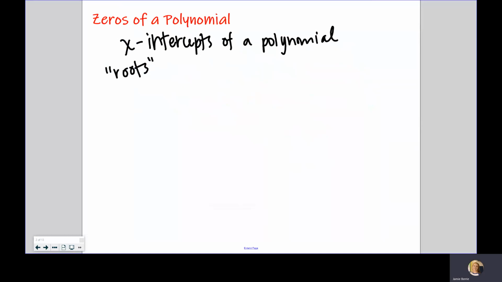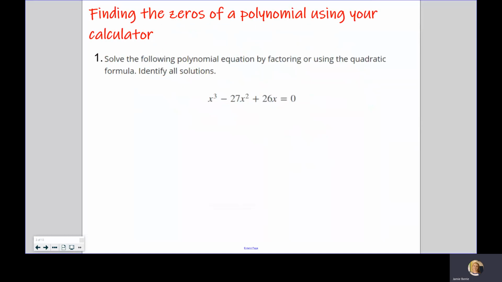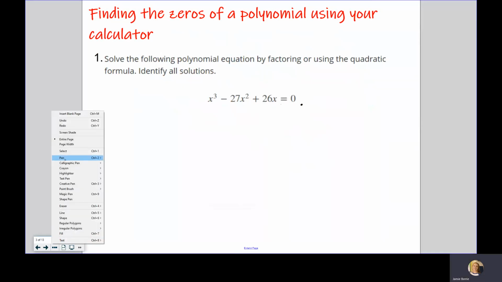Determining the zeros, you can do that in many ways. You can do it graphically or what we're going to call algebraically. So we'll talk a little bit first about how you can do this graphically. So make sure you have your graphing calculator out. We're going to look at a polynomial. And it says, solve the following polynomial equation by factoring or using the quadratic formula. Identify all solutions. We're going to just ignore these directions, and we're going to solve this equation by graphing. So I'm going to show you how you can do this in your calculator, if you so choose.